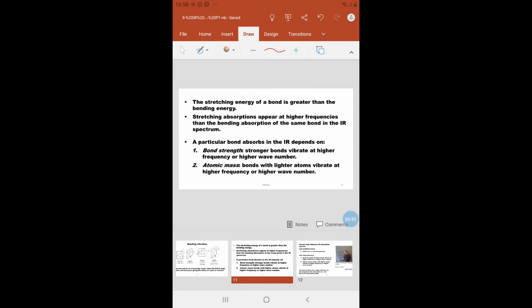When you have a single bond, and then another compound where these two atoms are bonded by a double bond, the bond strength will influence the frequency of the bonds. And then another factor is atomic mass. What does it mean by atomic mass? When you compare the OH bond and the CH bond. So just now you compared single bond, C double bond O and C single bond O. When we compare, we need to compare in terms of bond strength and atomic mass.